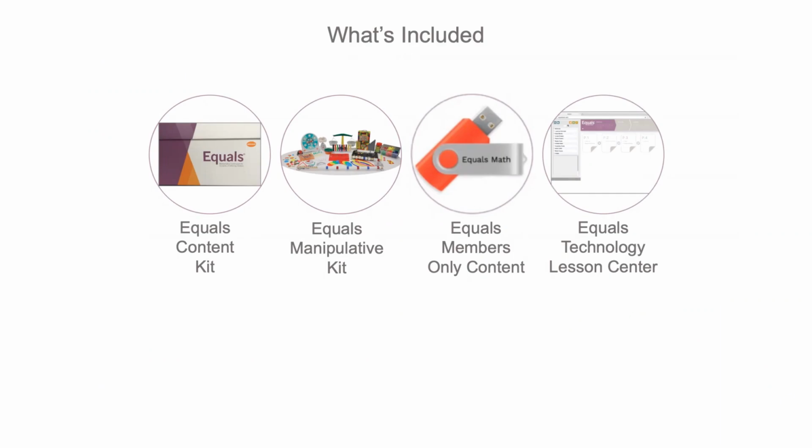The Equals curriculum is made up of four main components: the curricular kit, the manipulative kit, the members-only content, and the Equals Technology Lesson Center. The members-only content and the Equals Technology Lesson Center house digital versions of the lesson materials needed to complete lessons.